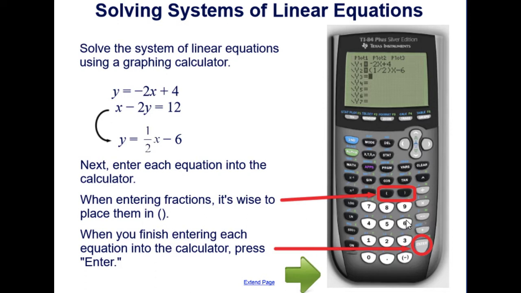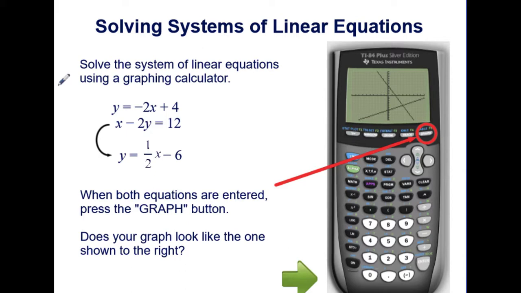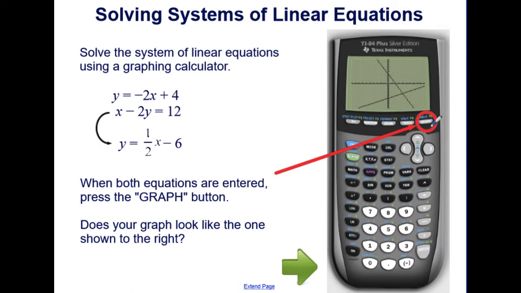When you finish entering each equation into the calculator, then we press enter. Notice this is your screen when you have the two equations in your graphing calculator. That's what it should read. So when both equations are entered, you press graph. Graph is all the way at the top right corner above the arrows. So your graph should look like this on your screen. Make sure that you check it. And if everything's typed in correctly, this is what it will look like.